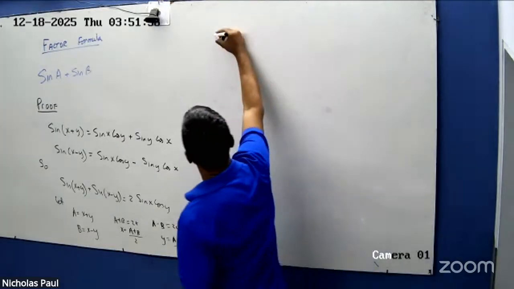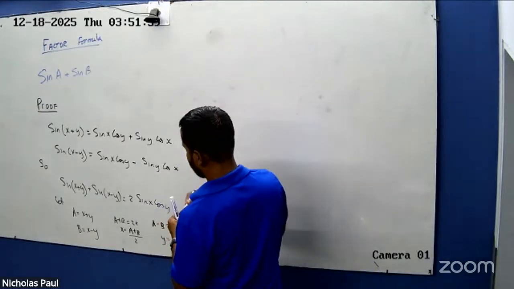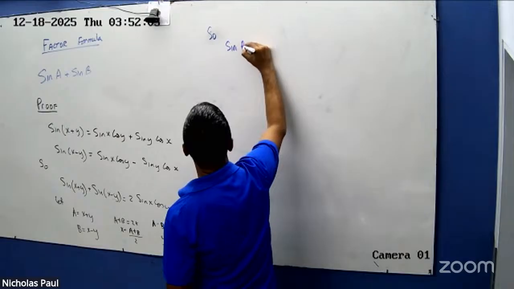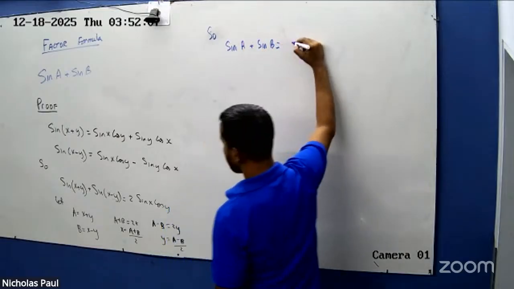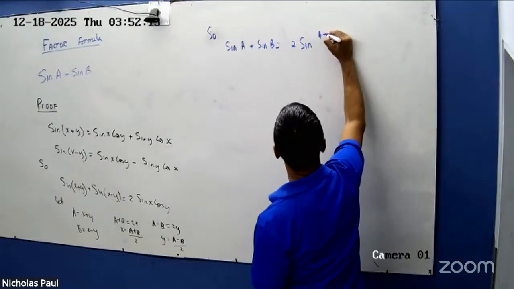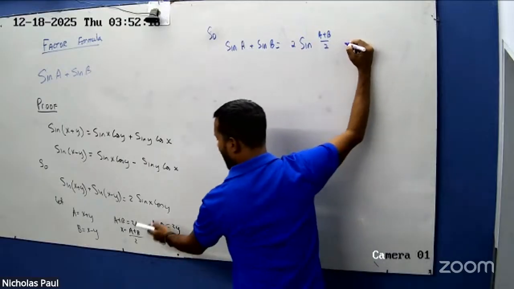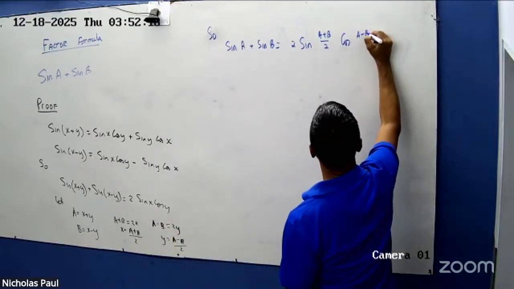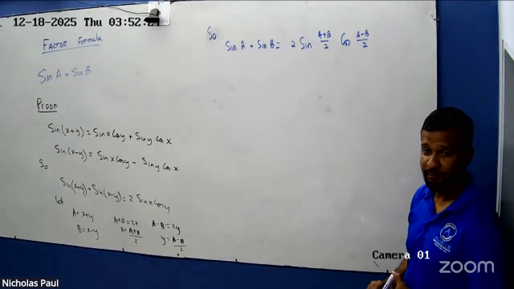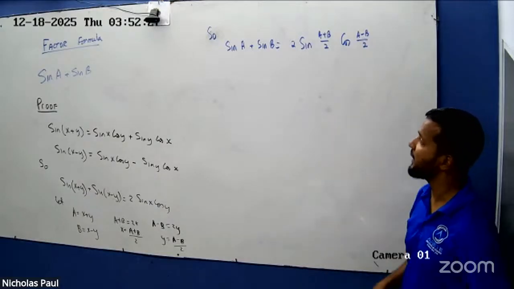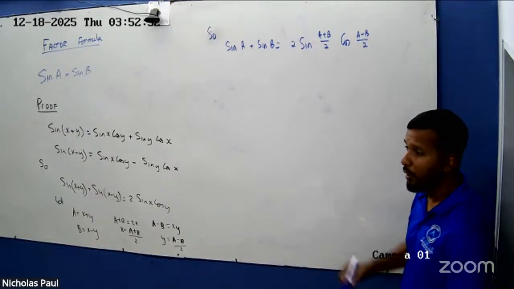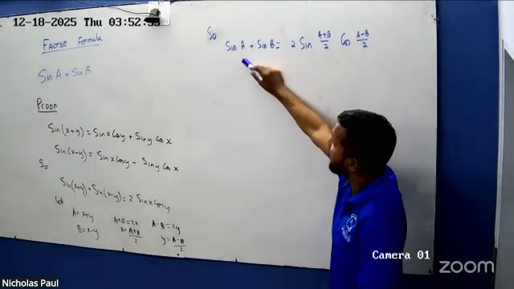So now we know that sine A plus sine B is equal to 2 sine x cos y, where x is (A plus B) on 2, and y is equal to (A minus B) on 2. So that's the formula for sine A plus sine B.